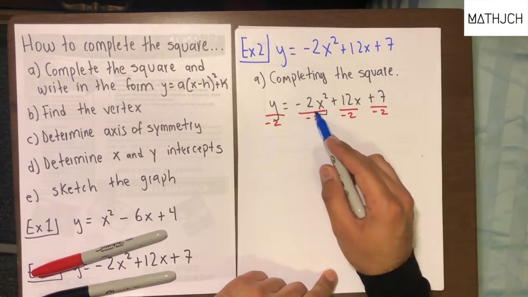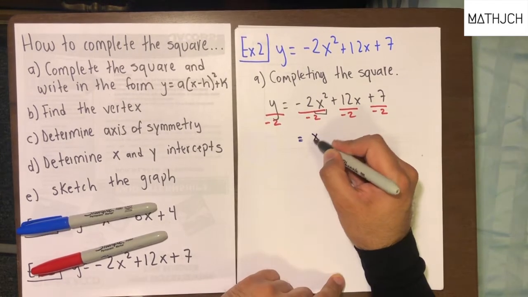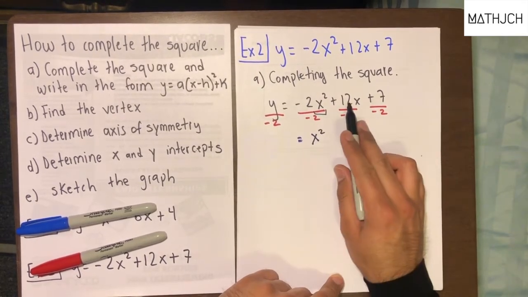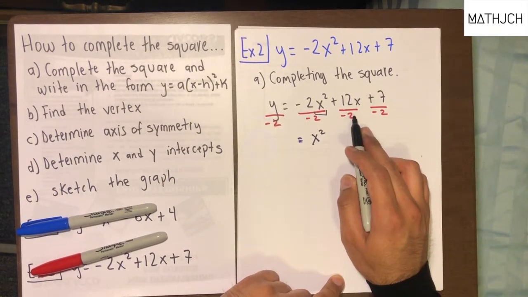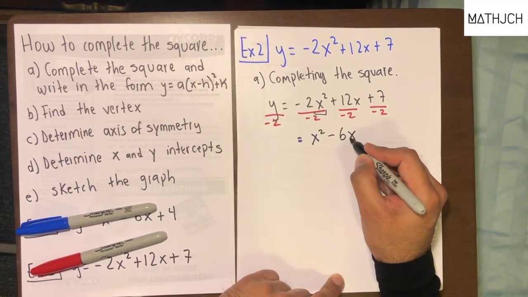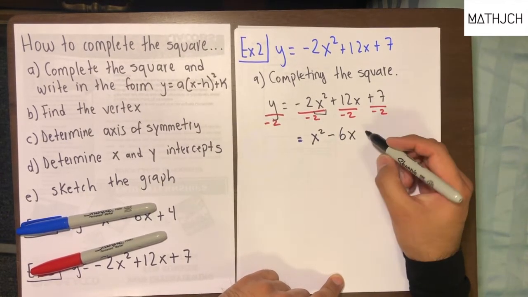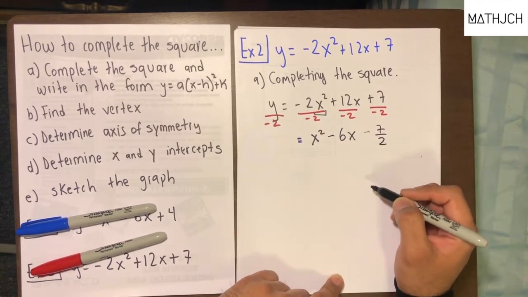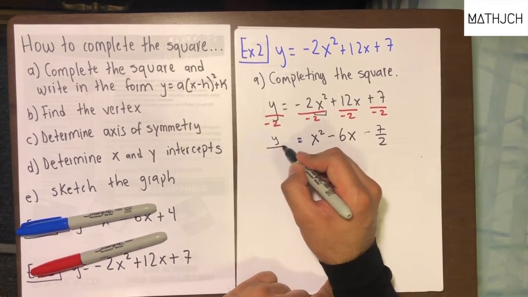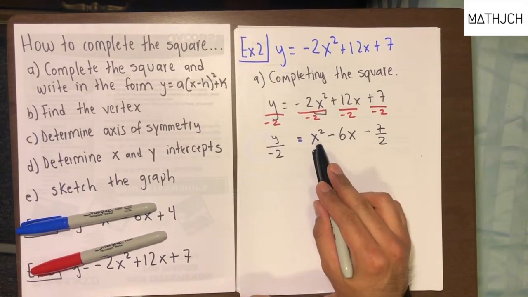So that means that negative 2 divided by negative 2 leaves us with x squared. Now let's see if we could divide this. We have 12 divided by negative 2, that gives us negative 6x. And here we have a 7 divided by negative 2, that leaves us with negative 7 over 2. And here we have y divided by negative 2. Now we have the x squared by itself.